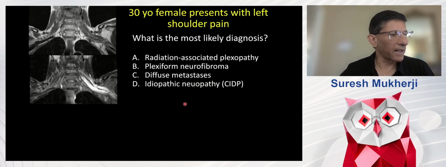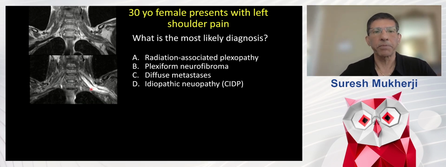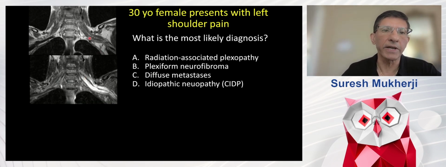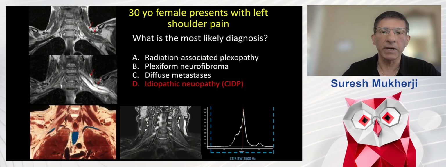This was a patient that had left-sided shoulder pain. This patient presented with a left-sided brachial plexopathy, and what we see here is diffuse sausage-shaped enlargement of the left brachial plexus. So in this case, this is not plexiform neurofibroma, but this diffuse enlargement in high T2 and high STIR signal is more consistent with an idiopathic neuropathy. In this case, it was CIDP.